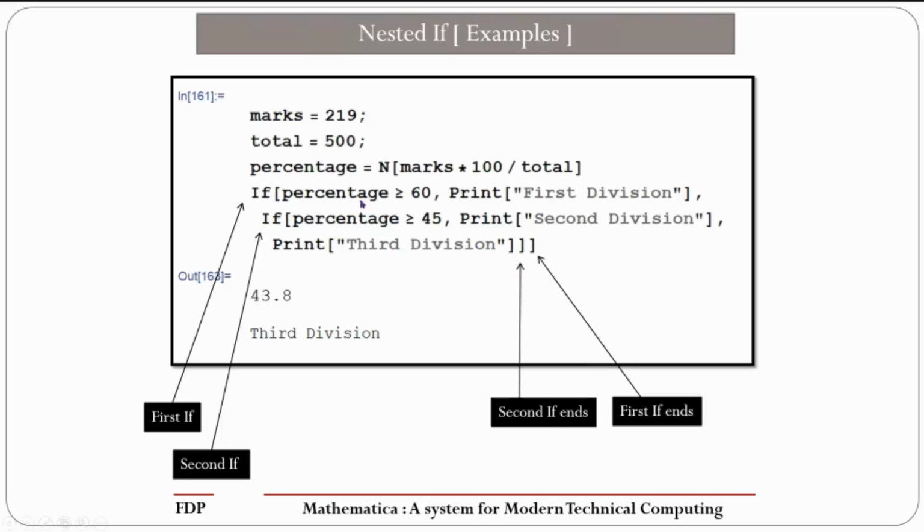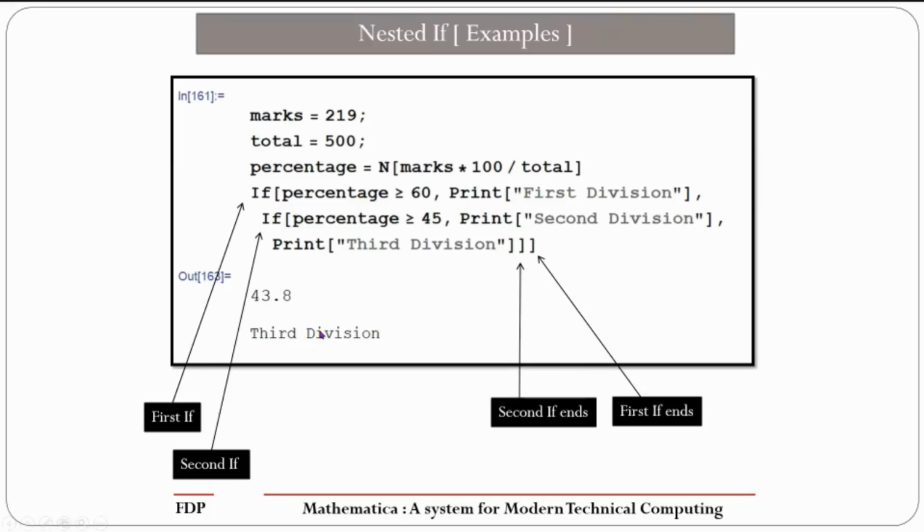So like this one. Marks is 219 and the total is 500. The percentage is 43.8. So that means here this will come to the false first. So it will go to the second portion here. Again, an if statement is there, again it will check if 43.8 is greater than equal to 45 or not. No, it is not. Then it will go again to the third portion of this statement. So basically you have to move with the concept or syntax of any statement like if. So this is the example.